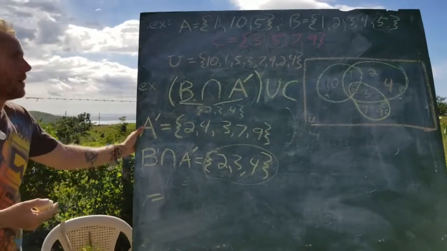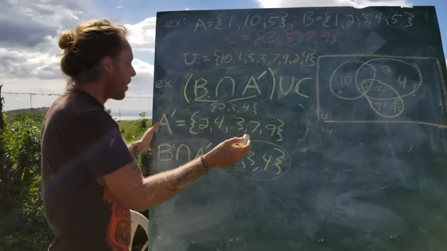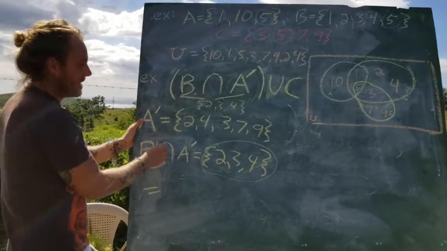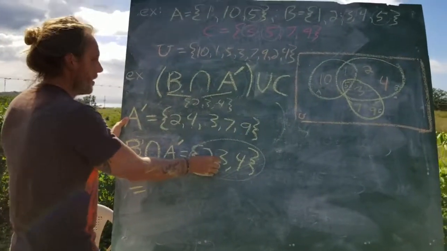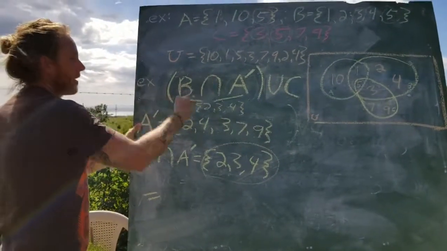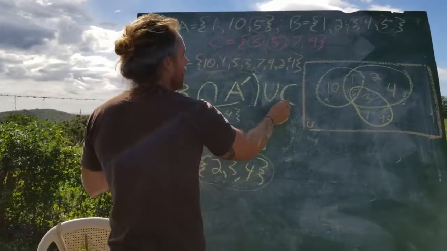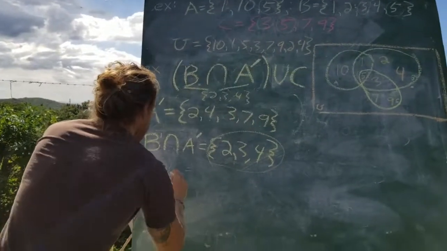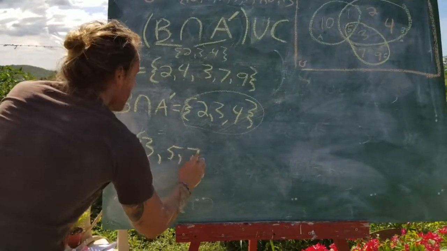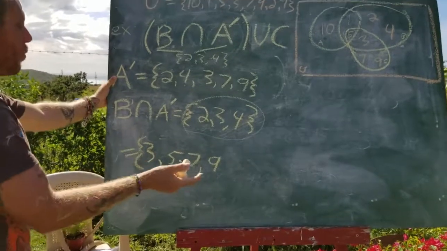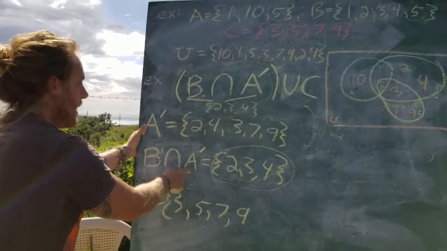So remember, the union are all the elements that are in set 1, in this case C, or are in the set, in this case, the intersection of sets B, A prime, a mouthful, this set here. So all the elements in here and in C, and that will be the final set that this whole expression is describing. So let's start with set C. What elements are in C? Well, 3, 5, 7, and 9.